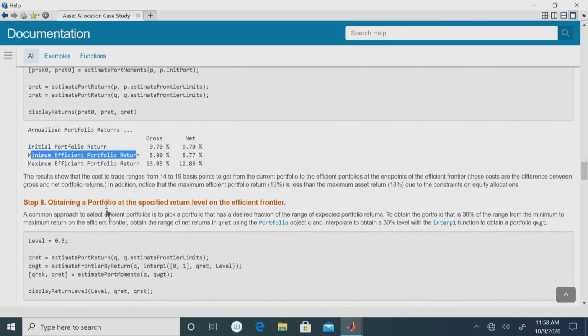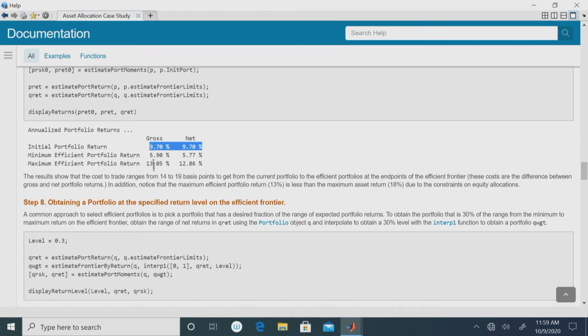Each of those rows corresponds to the returns at the middle, at the bottom and at the top end. And the returns are of two kinds. One is the gross return that comes from P, and the other is the net return which comes from Q. You observe carefully that the initial portfolio return is identical in terms of gross and net return, which stands at 9.7% in this specific example.